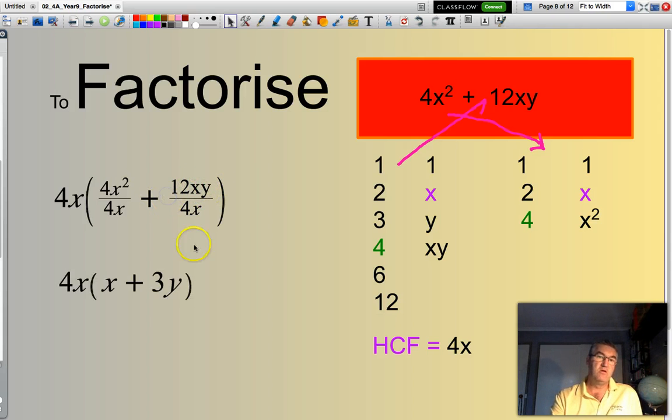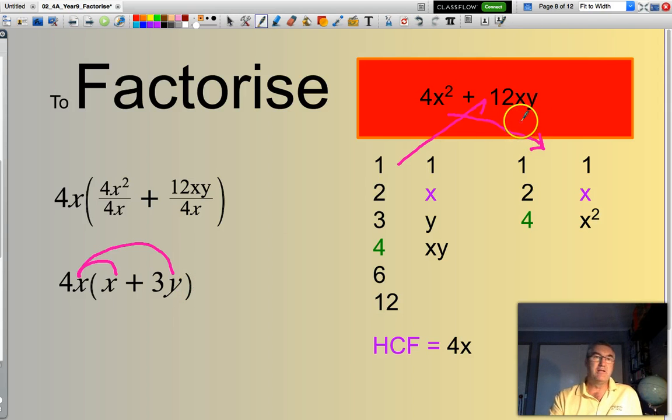So let's have a look. We end up with 4x on the outside, which doesn't change. x is what I get when I divide 4x squared by 4x, and 3y is what I end up with when I divide 12xy by 4x. Quickly just double check to make sure all this is correct. 4x by x becomes 4x squared. 4x times 3y, 4 times 3 is 12, and x times y is xy.